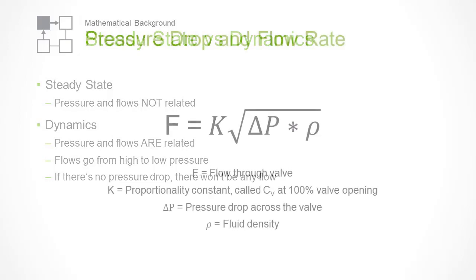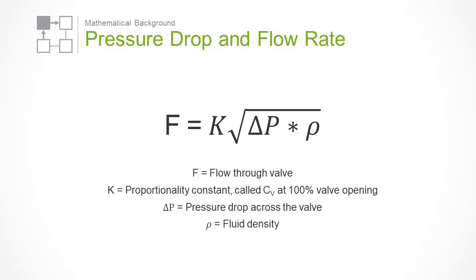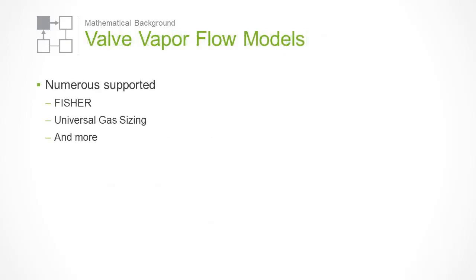be any flow. There are numerous relations in literature between pressure drop and flow rate, but the simplest is the turbulent flow equation. The turbulent flow equation states that the flow through a valve is proportional to the square root of the product of pressure drop and fluid density, with a proportionality constant that depends on the exact geometry of the valve and percent opening. When given at 100% valve opening, the constant is called CV. HYSYS supports numerous correlations, such as the Fisher and universal gas sizing equations.